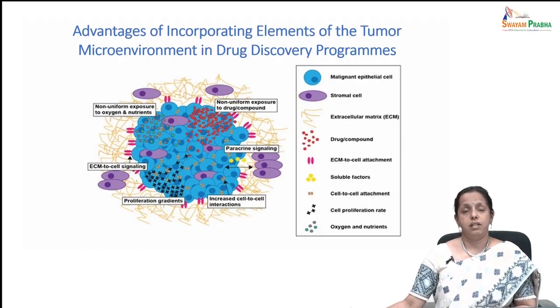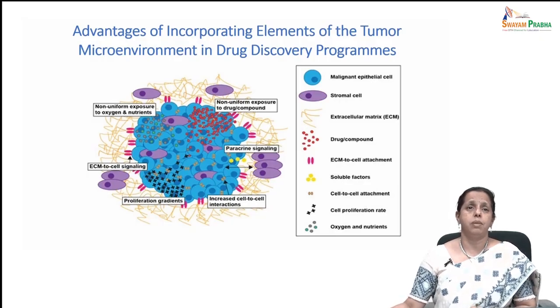And then there is a lot of cell to cell interaction, and there is a gradation. For example, if we look at oxygen, there is a region of hypoxia in the center, but there is a region of high oxygen density in the periphery. So how do we incorporate such elements into the tumor microenvironment in the drug discovery program?